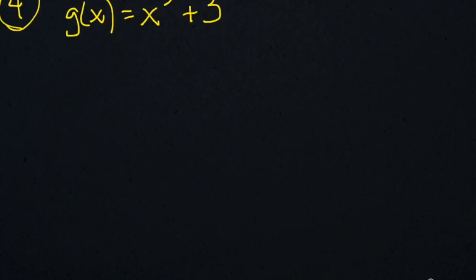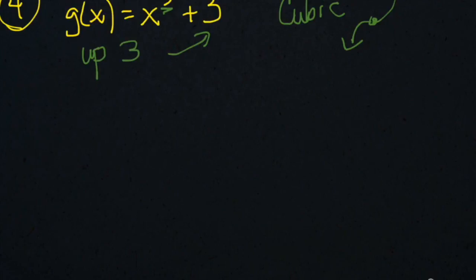Alright, number 4. Number 4 is what kind? Well, I noticed we have this little 3 in the exponent. That makes it a cubic. We've got to remember what the cubic looks like. Okay? Now transformations. The only thing I see transforming it is that 3 being added to the end. If it's being added to the end, it goes up. So we're going to move up 3.